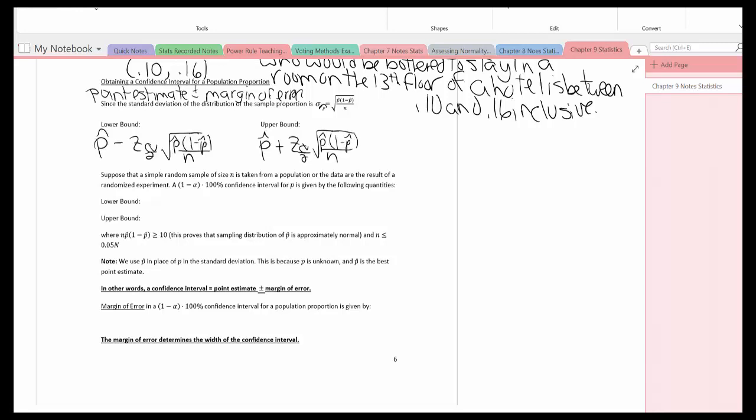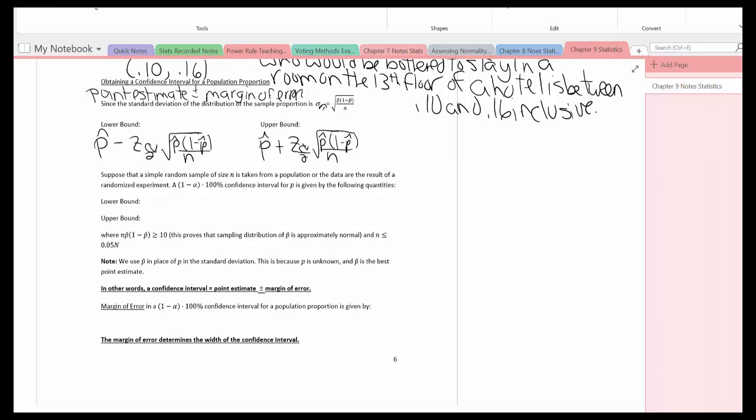Okay. So the lower bound, p hat, that's the point estimate, minus z sub alpha over 2 times the standard deviation. And the upper bound is exactly the same as the lower bound, except instead of it being a minus, it's a plus in between.